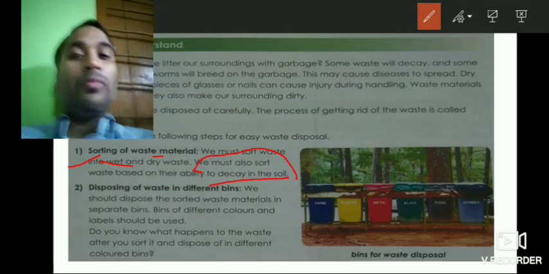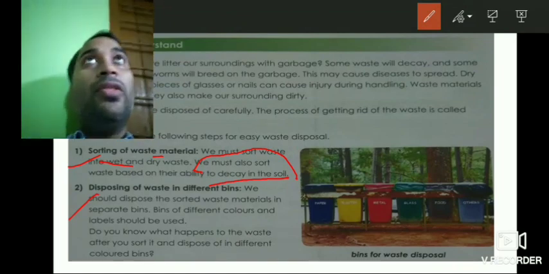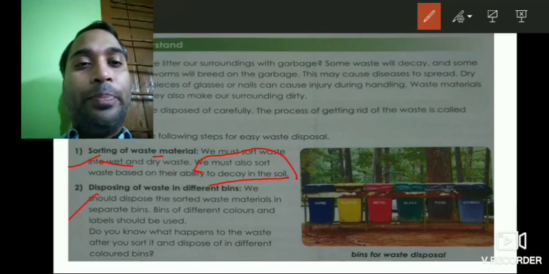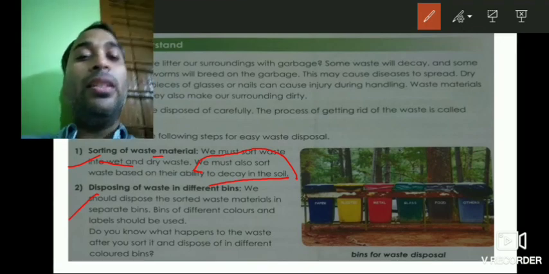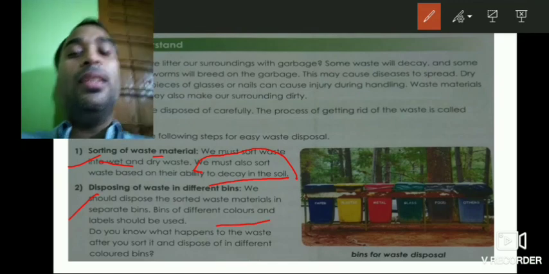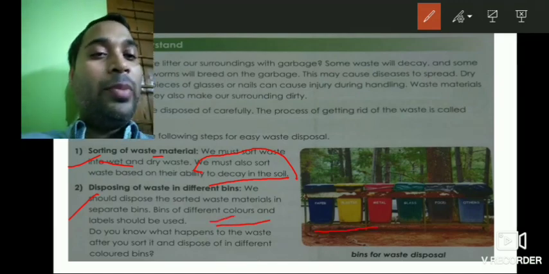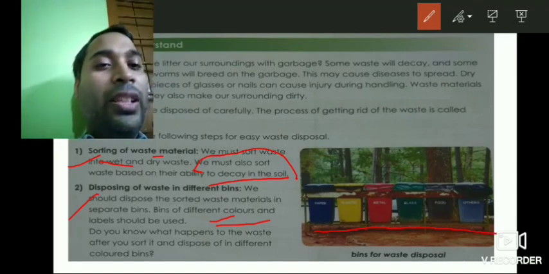Now point number two, disposing of waste in different bins. So why do we need different bins for disposing various types of waste? We should dispose the sorted waste materials in separate bins, and different colors and labels should be used. Here, as you can see in this picture, there are different bins kept with different colors.